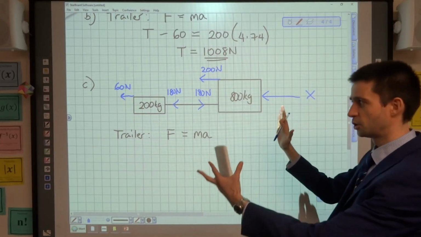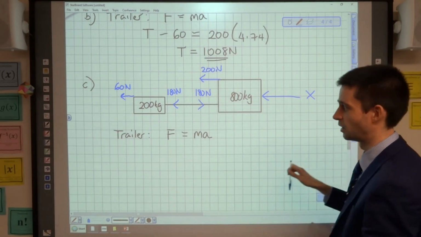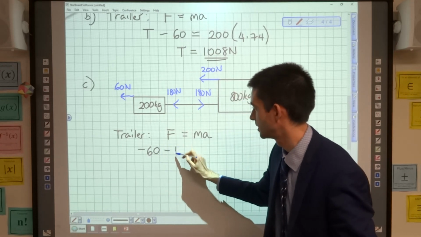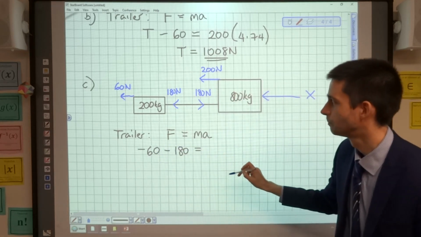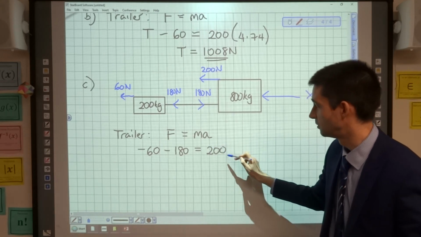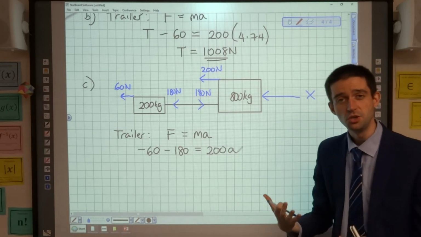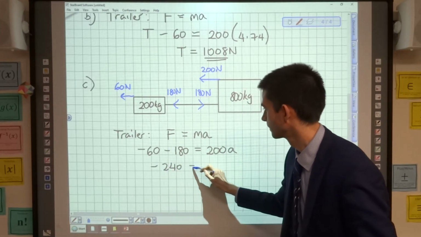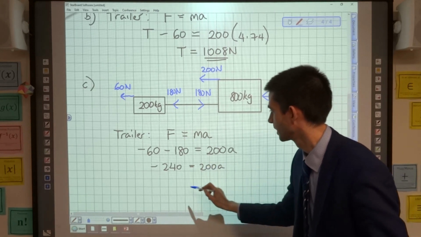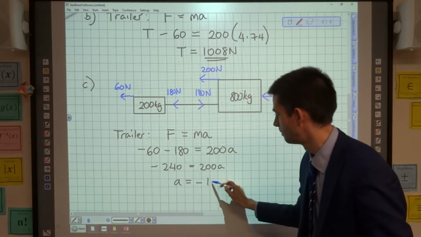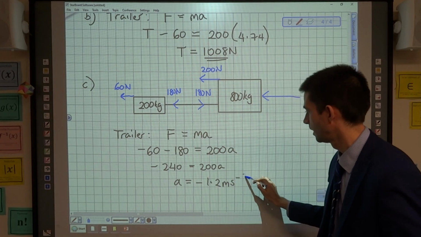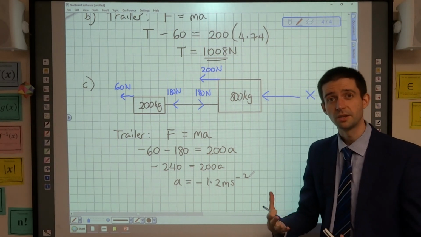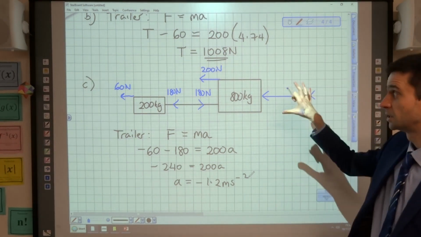However, because the car and the trailer are still moving this way in the positive direction, both these two forces are going to be negative. So negative 60 minus 180 equals the mass of just the trailer multiplied by the new acceleration. So negative 240 equals 200A, which means that A is negative 1.2 m s to the minus 2. Now that should make sense. We've got a negative answer for acceleration, which makes sense because the system is now decelerating because of this braking force.